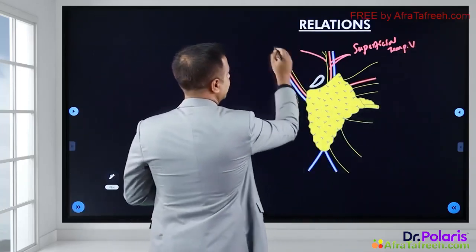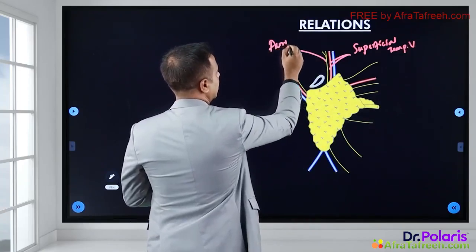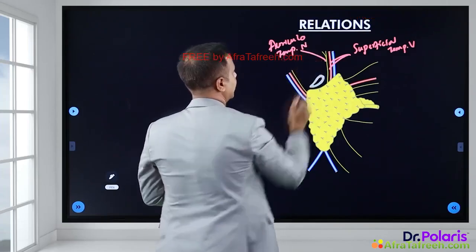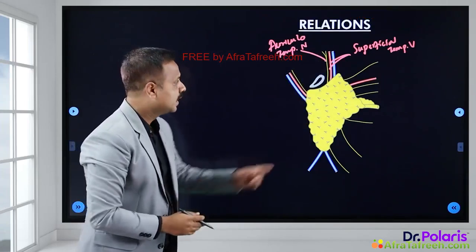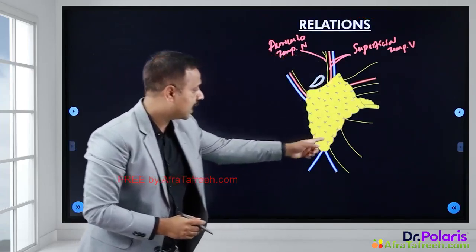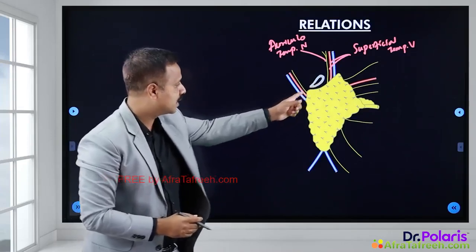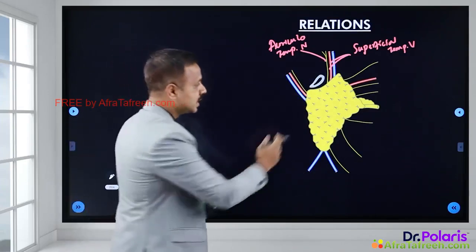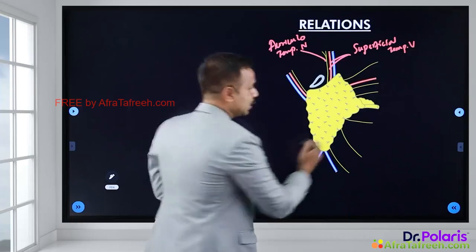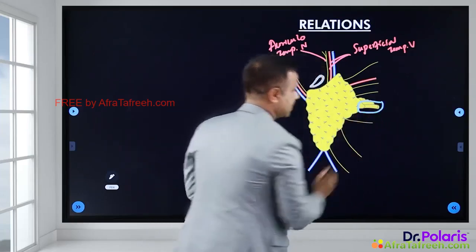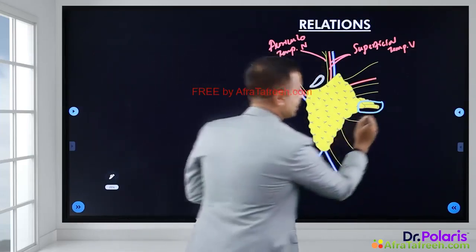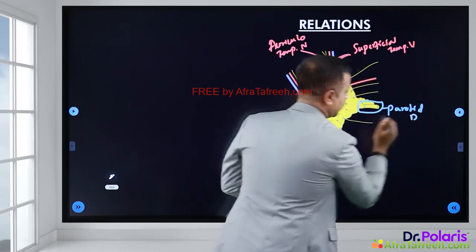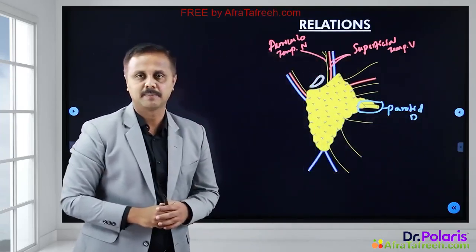And what is this nerve? This is the auriculotemporal nerve. Right? This is the auriculotemporal nerve. Then we can see structures emerging from the anterior border and structures emerging from the posterior border. Now let's try to understand what are these. Structures emerging from the anterior border, the most important structure is this. What is it? This is referred to as the parotid duct. This is the parotid duct, right?